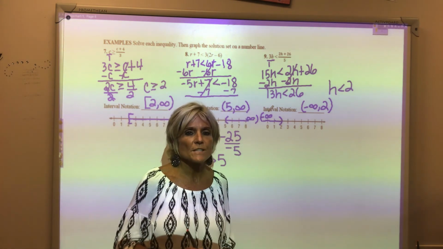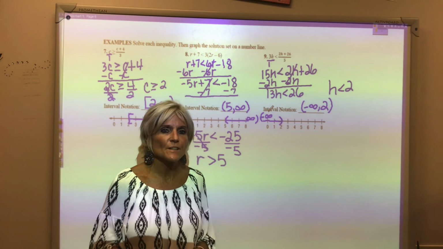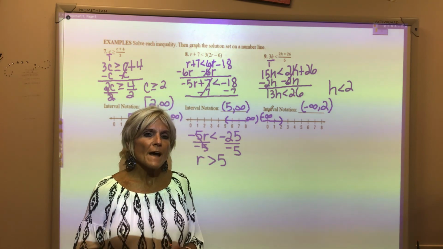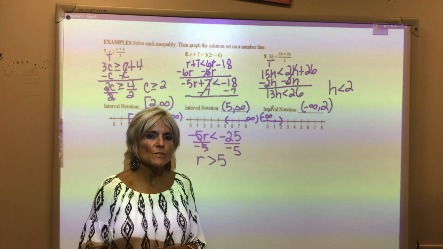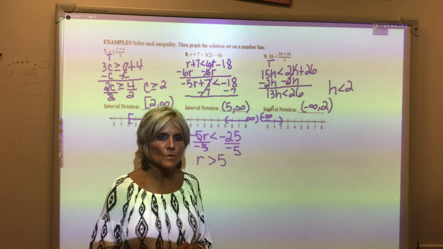I hope that you're starting to understand interval notation. It's actually kind of fun. Just refer back to the first page if you get confused on the brackets or the parentheses.